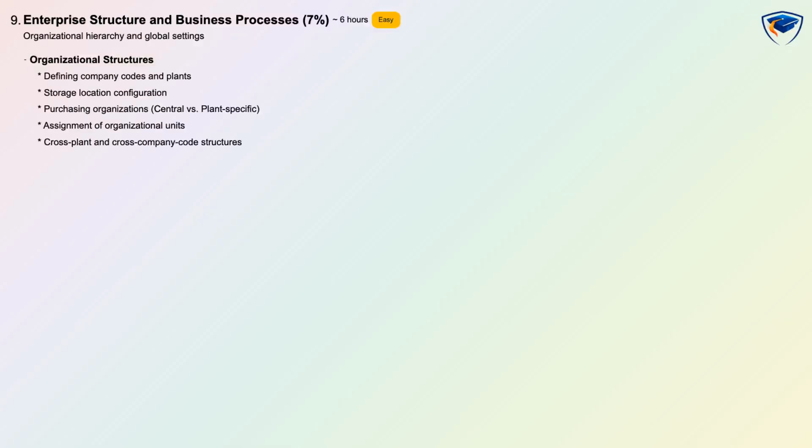Enterprise Structure and Business Processes is 7% and focuses on organizational hierarchy and global settings. This easy domain requires about 6 hours of study and uses conceptual and scenario-based assessments.